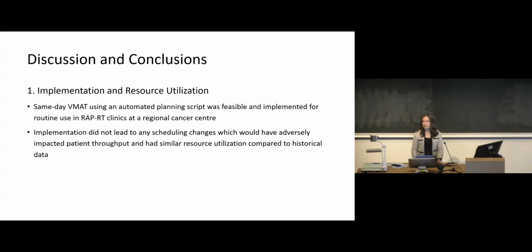So moving into our discussion, I've broken this into 3 main points for today. The first is implementation and resource utilization. So same-day VMAT using an automated planning script was both feasible and implemented for routine use at a regional cancer center, and this did not lead to any scheduling changes that would have adversely impacted patient throughput and did have similar resource utilization compared to our historical data.